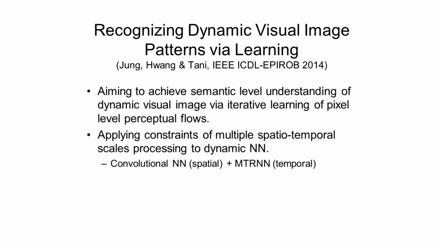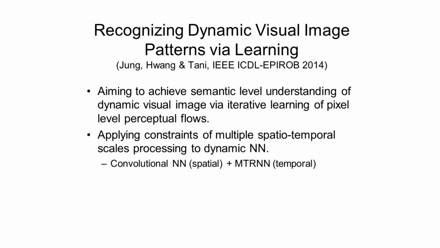So now I'm coming to the five minutes. It's okay. Next: recognizing dynamic visual image patterns. That aims to achieve semantic level understanding of dynamic visual images through iterative learning of pixel level perceptual flow, applying constraints of multiple spatial and temporal scale processing to dynamic neural networks.